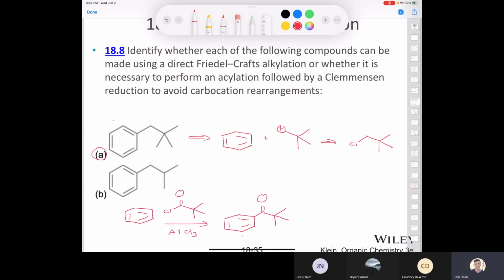Okay, then you would have to take it and you would treat it with zinc and mercury, our amalgam. You would treat it with HCl, and you would heat that up a little bit for the Clemmensen reduction. And that would remove the oxygen and replace it with 2 hydrogens, and you'd end up with the desired product like that. So this is the solution to A.